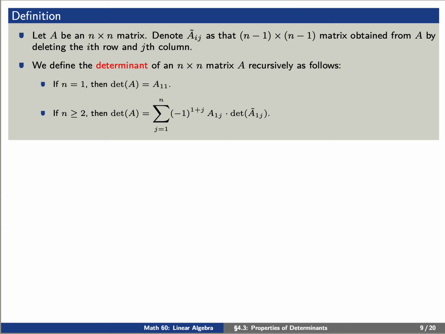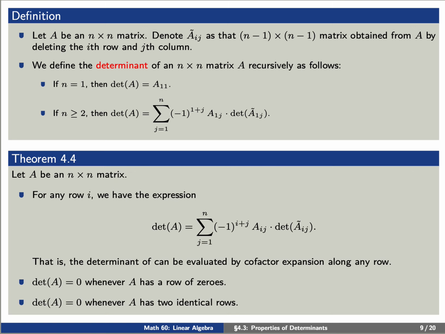Otherwise, if n is greater than or equal to 2, we'll define the determinant as the sum over j of -1 to the 1 plus j times A1j, this is the entry in the first row jth column, times the determinant of A1j tilde. Here, we've crossed out the first row and the jth column and then taken the determinant recursively.